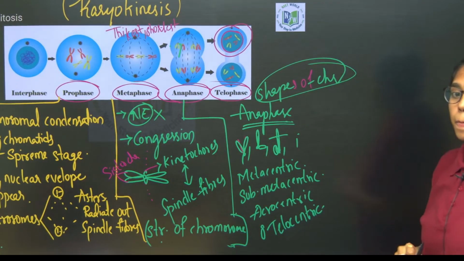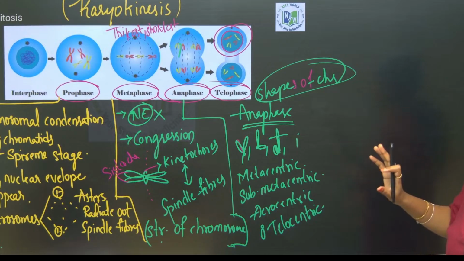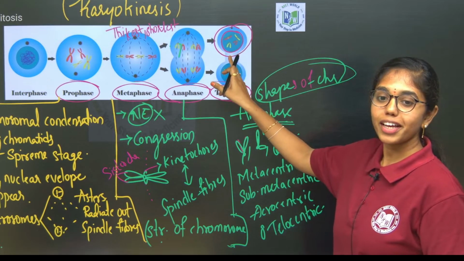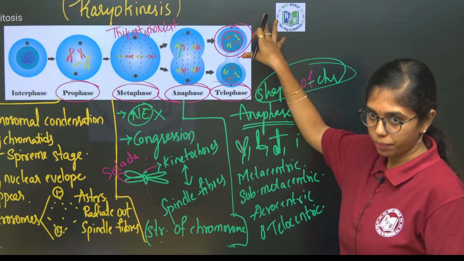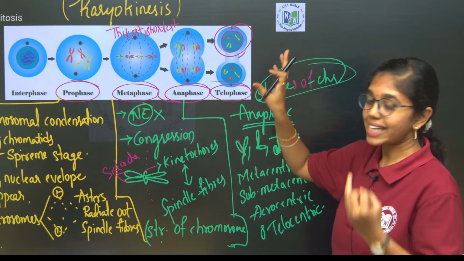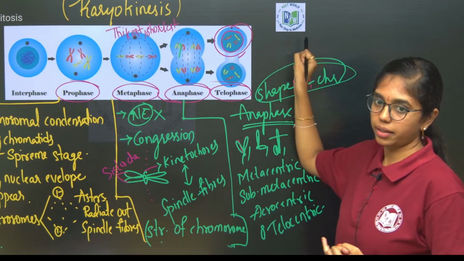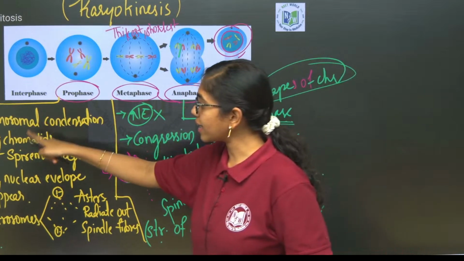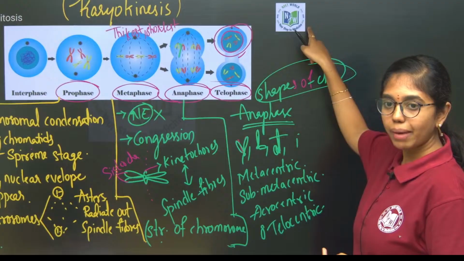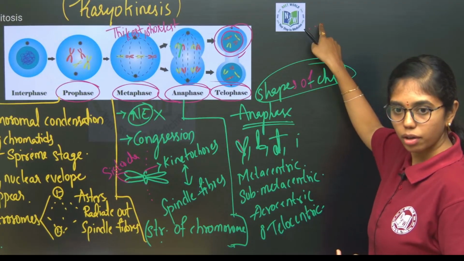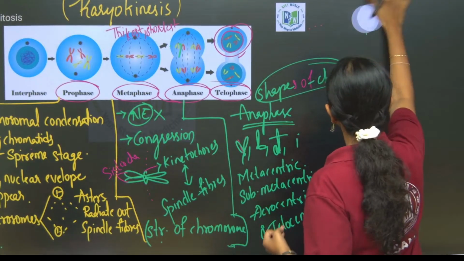Cytoplasm also divides. Cytoplasm divides after telophase. That I will explain to you. Have patience. So here the nuclear membrane and nuclear envelope reappear during the telophase. Second, chromosomes get tangled again into chromatin. Here chromatin gets converted to chromatids. Here chromatid is converting back to what? Chromatin. Got it?